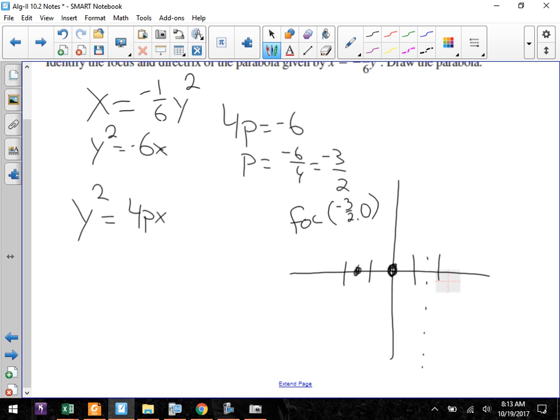And then the directrix is a line. What's the equation of that line then? It's vertical, so it's going to be what equals a number? And what the other way? Yeah, it's x equals positive 3 halves. And it's open like this. And for now, that's all we need to know how to do. And that's what we're looking at being able to do.